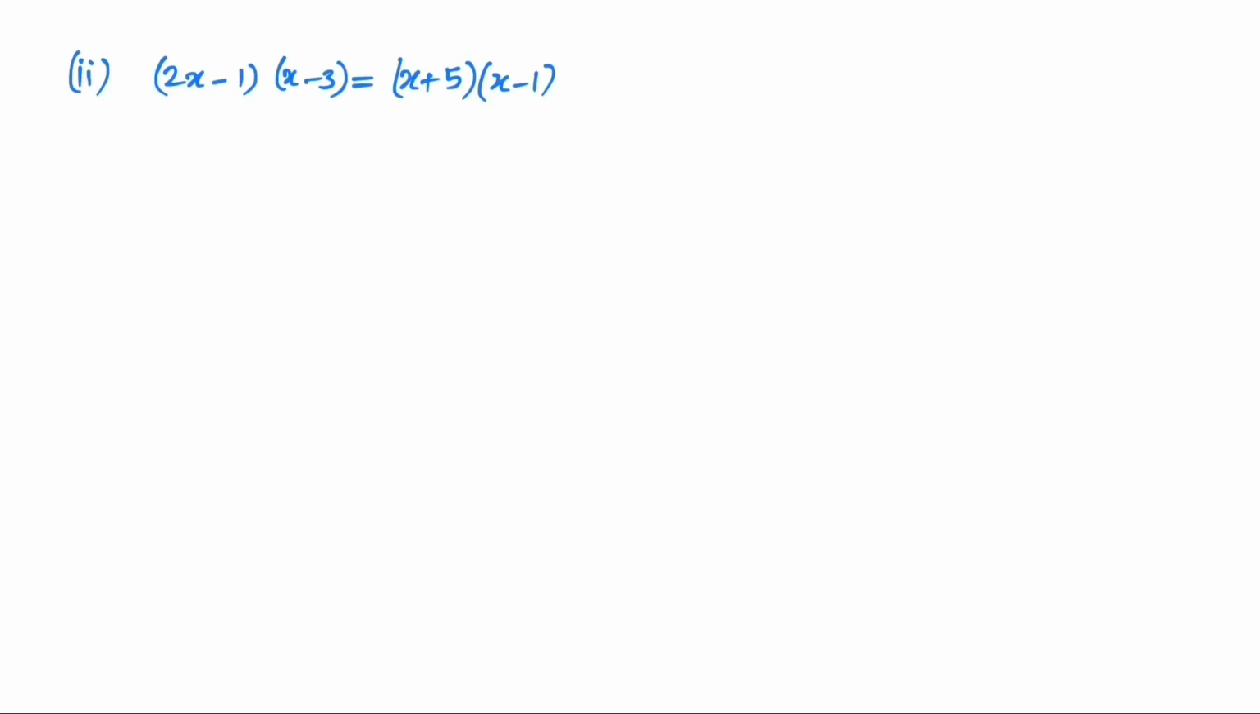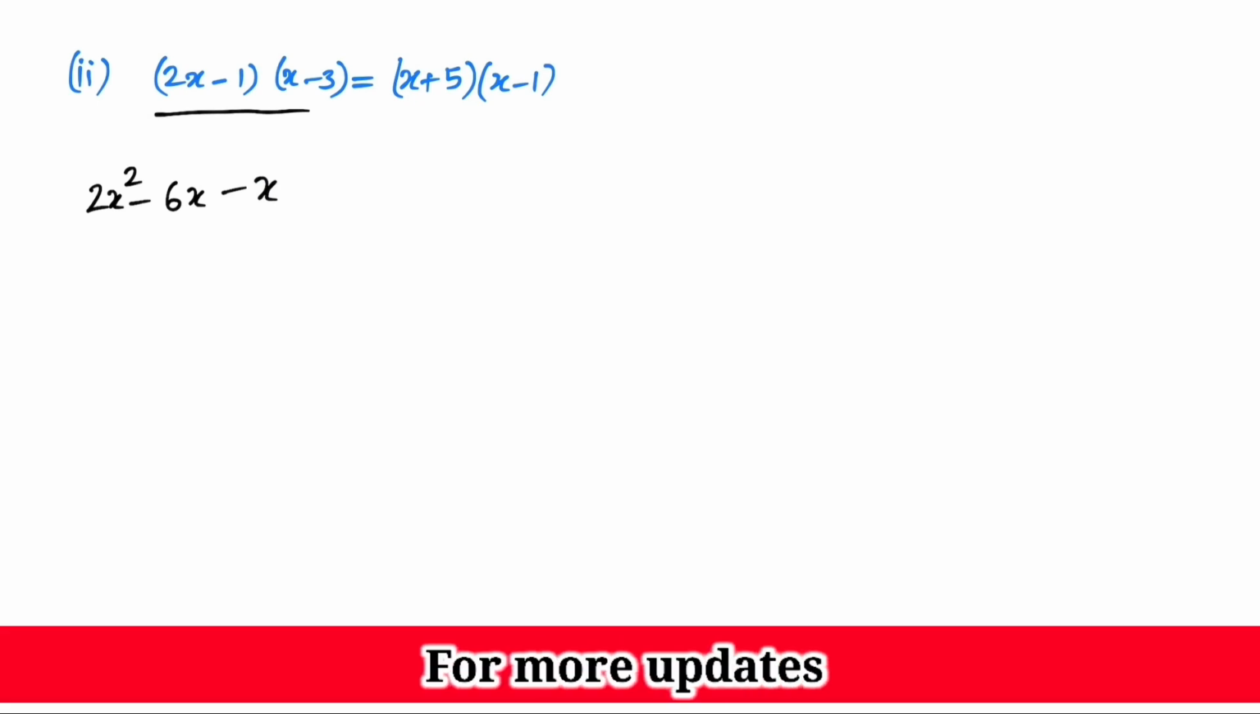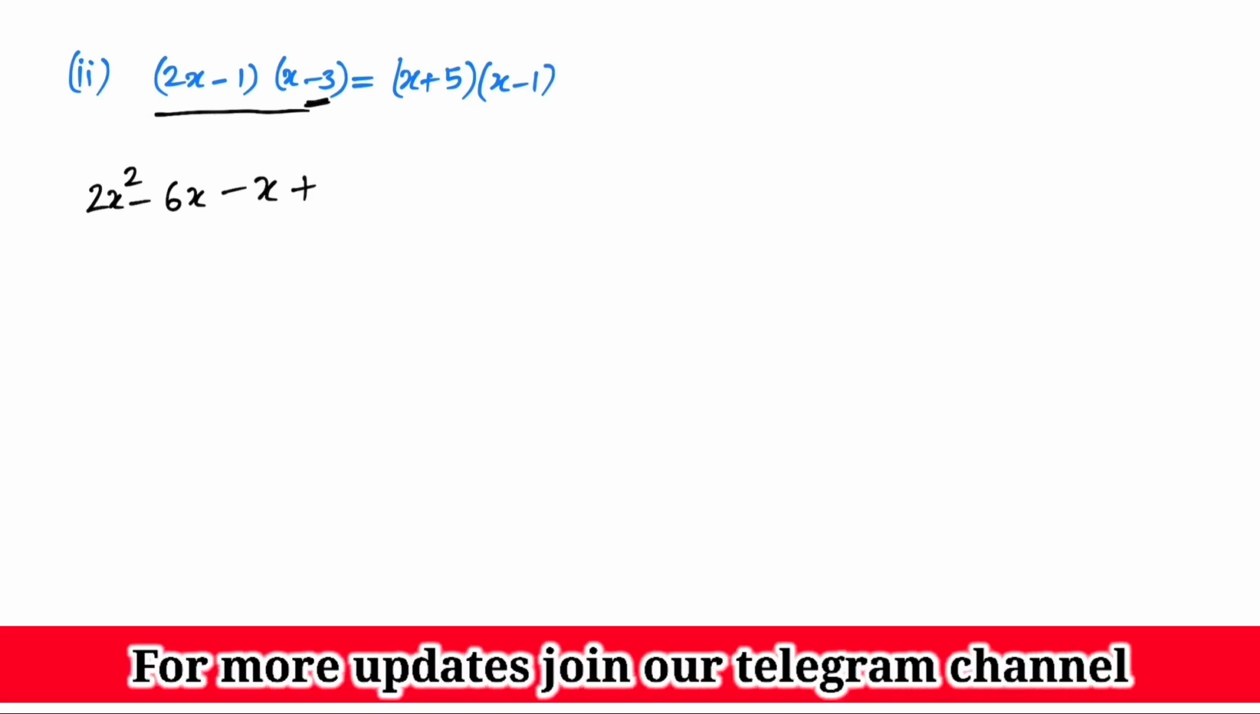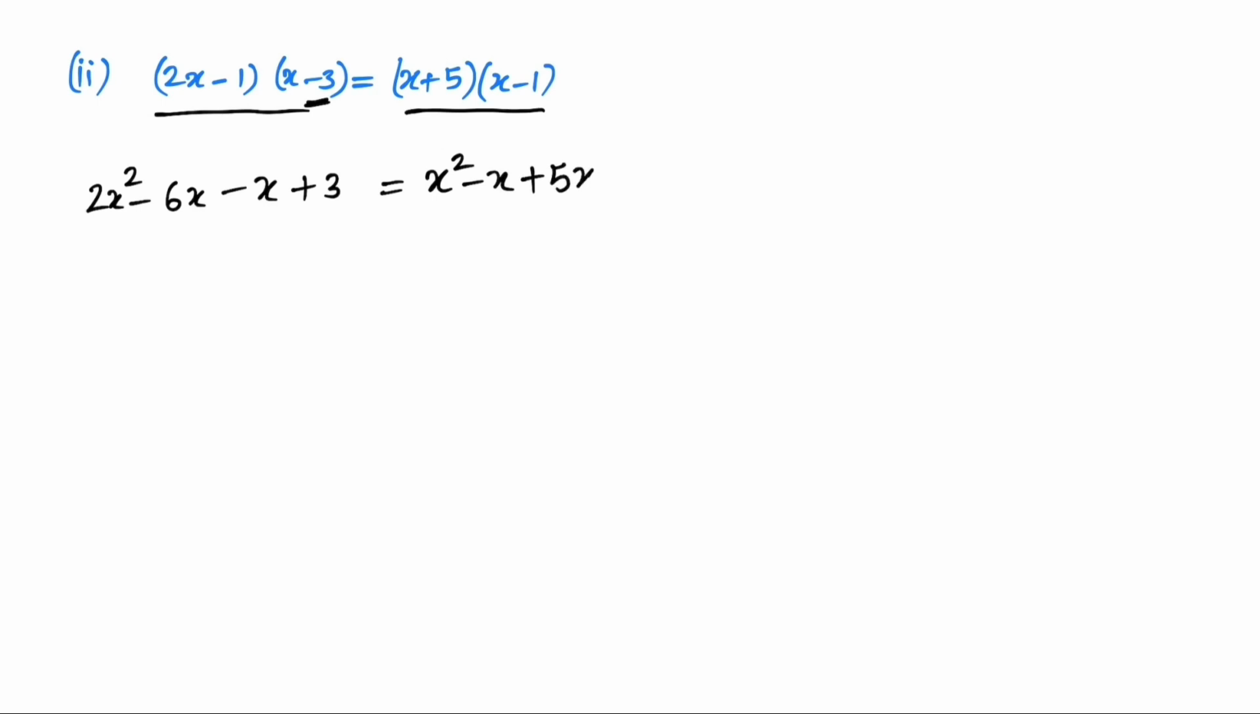(2x minus 1) times (x minus 3) is equal to (x plus 5) times (x minus 1). Is this a quadratic equation? So let's simplify this. So we have 2x times this x, which is 2x square. 2x times minus 3 is minus 6x. This minus 1 times x is minus x. Minus 1 times this minus 3 is plus 3. And on the RHS we have x times x, x square, minus x plus 5x and then lastly minus 5.